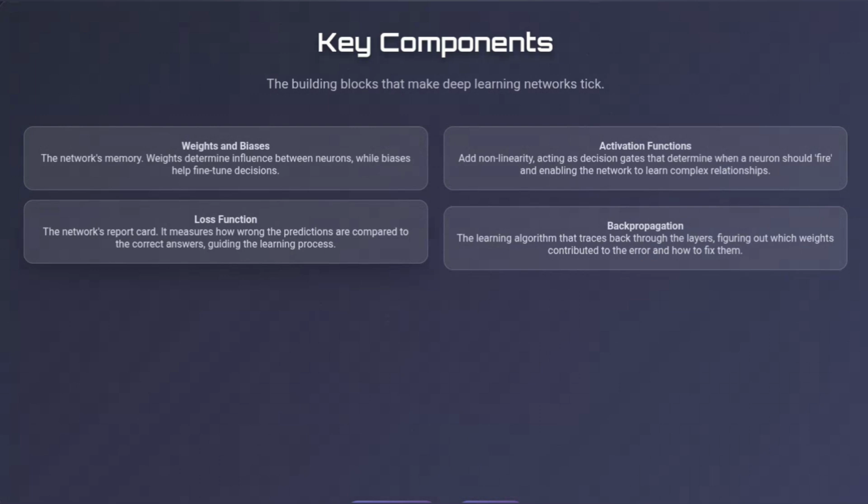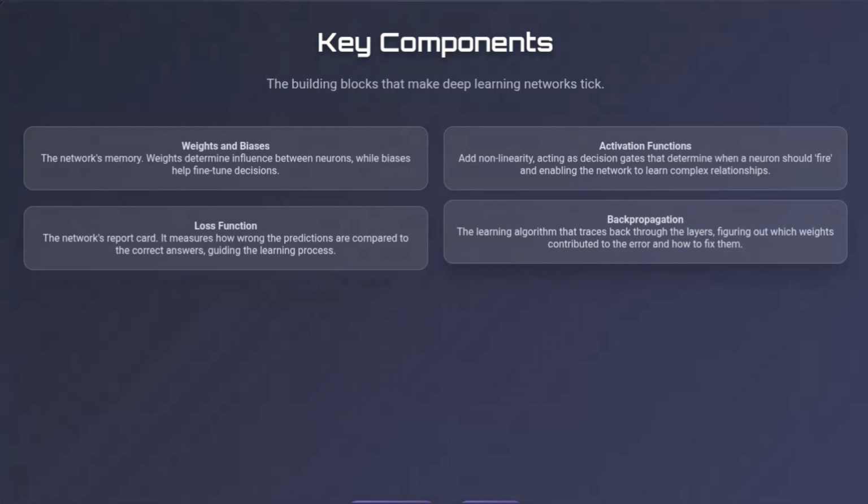Finally, backpropagation. This is the learning algorithm that makes it all possible. When the network makes a mistake, backpropagation traces back through all the layers, figuring out which weights contributed to the error and how to fix them. It's like having a personal trainer that can instantly identify and correct every mistake you make.